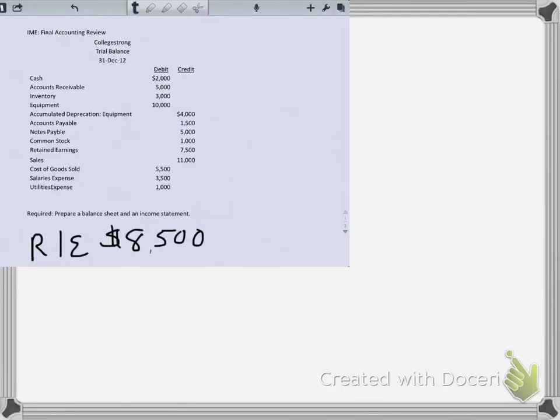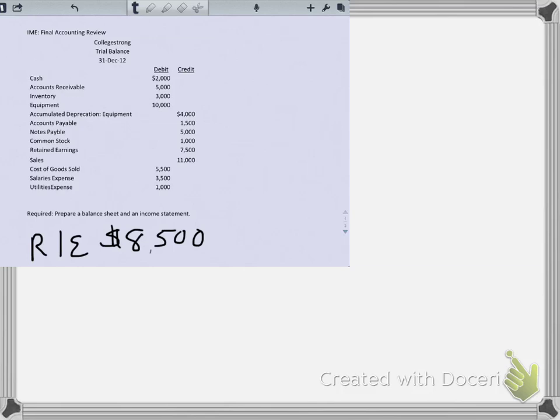This is part 2 of the final accounting review for IME for the fall. In part 1, we looked at the income statement as taken from the trial balance and the statement of retained earnings, and we ended up with a final balance in retained earnings of $8,500. Now we take that amount and we put it right on the balance sheet.